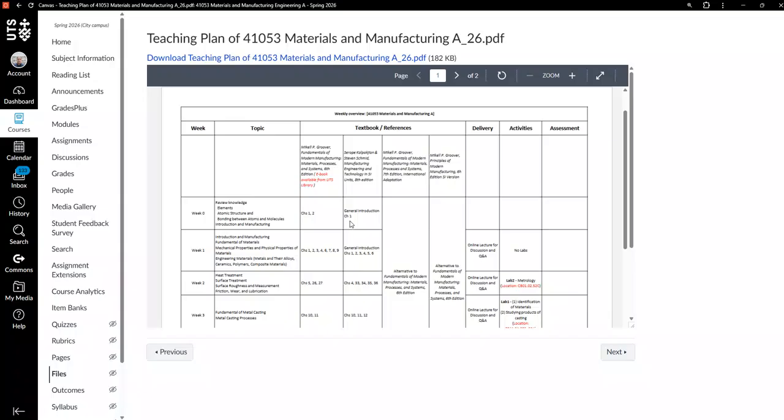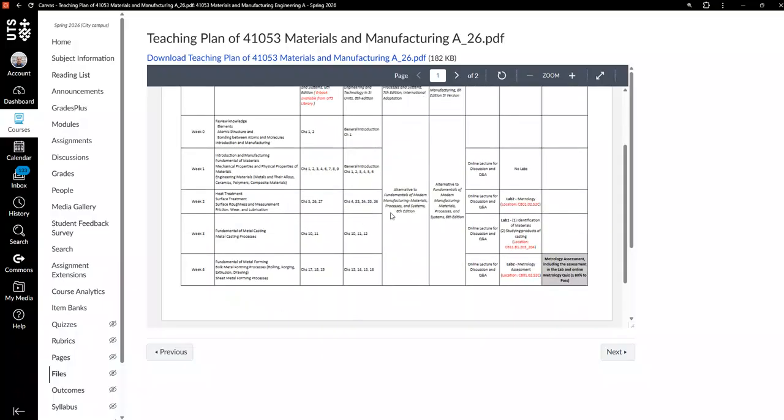That will be week number 1, week 0, where we have a review of knowledge: the elements, the atomic structures, the bonding between the atoms and the molecules, and the introduction to manufacturing. That's something to have a look at yourself. And from tomorrow, we're going to have the online lecture for the discussion.